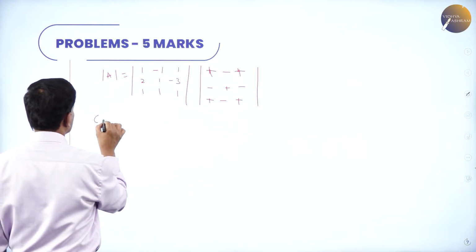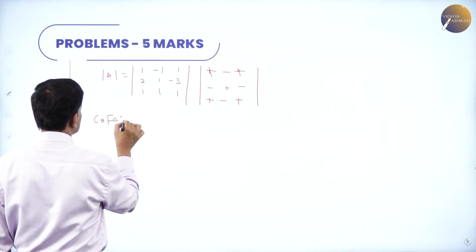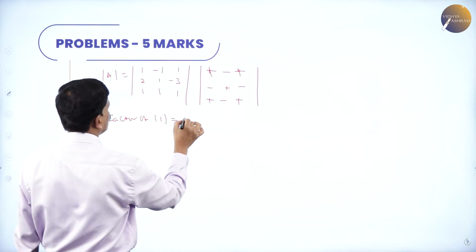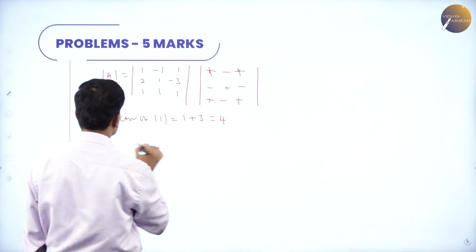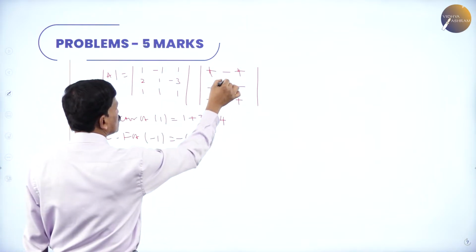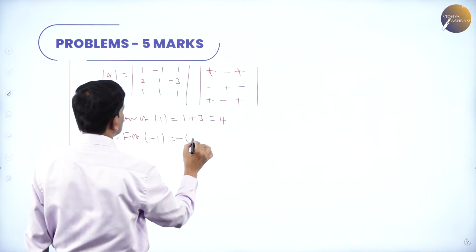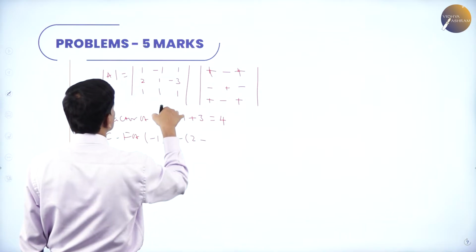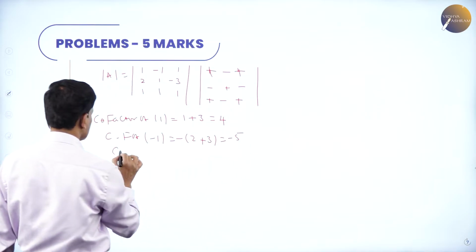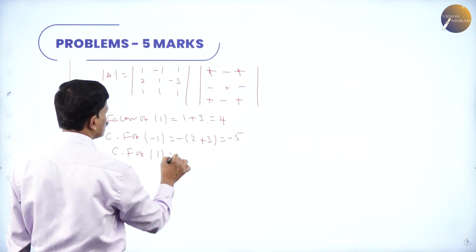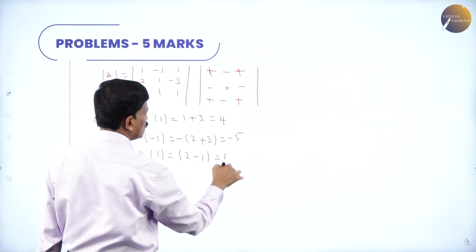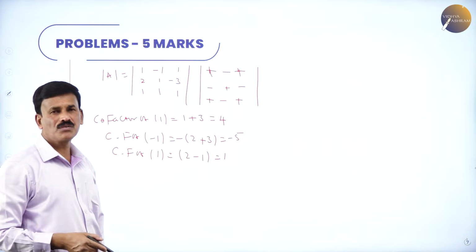Just write down the cofactors. Cofactor of the first element, A11: this row and column is deleted. 1 ones are 1, plus 3 is 4. Similarly, cofactor for the second element, minus 1, is negative. This row and column is deleted. 2 ones are 2, minus of minus 3, this is equal to minus 5. Similarly, cofactor of 1 is plus; this row and column is gone. 2 minus 1 is 1. This is how we find the cofactors for the first row.